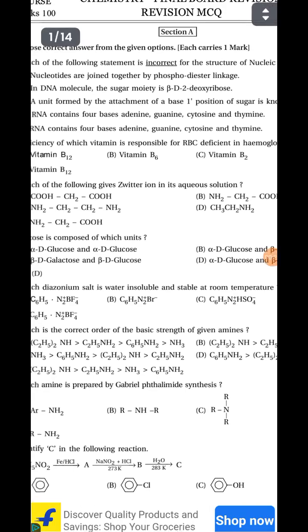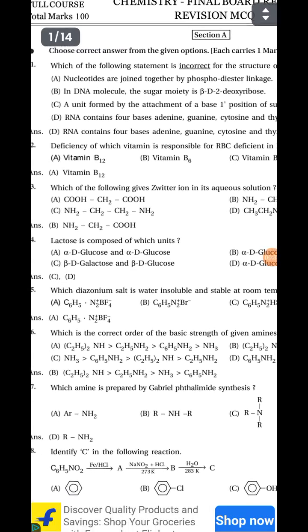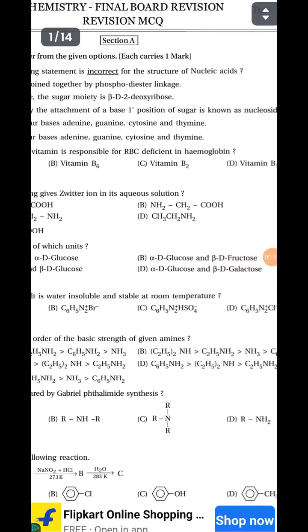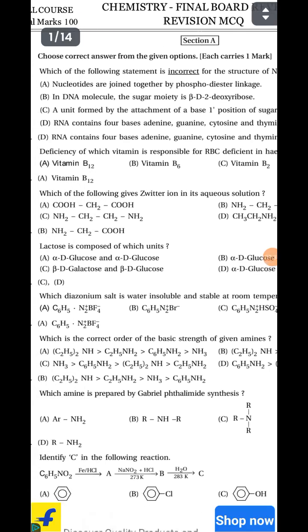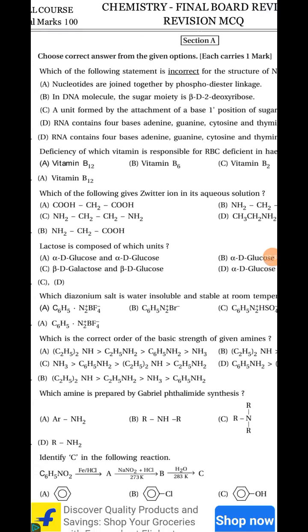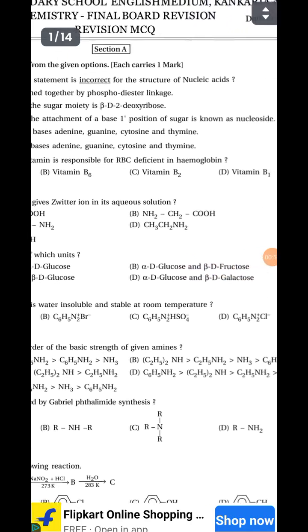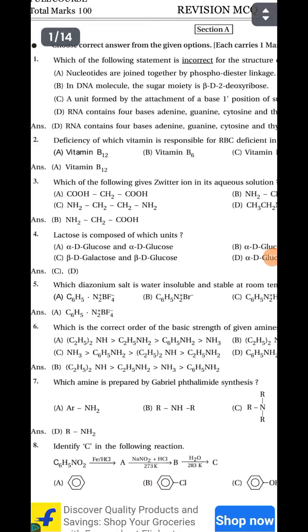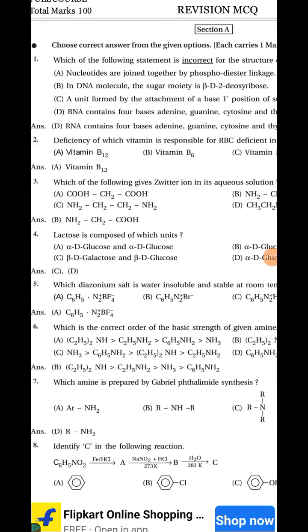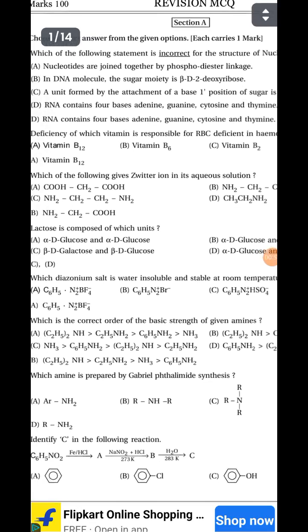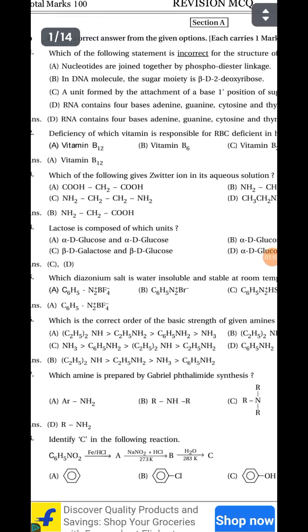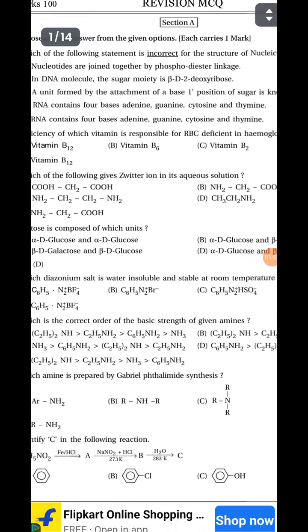So let's check it. First one: which of the following statements is incorrect for the structure of nucleic acids? Here a few options are given: nucleotides are joined together by phosphodiester linkage in a DNA molecule; the sugar moiety is beta-D-2-deoxyribose; a unit formed by attachment of a base to the 1 position of sugar is known as nucleoside; and RNA contains four bases: adenine, guanine, cytosine, and thymine. So the incorrect one is that RNA contains four bases: adenine, guanine, cytosine, and thymine.